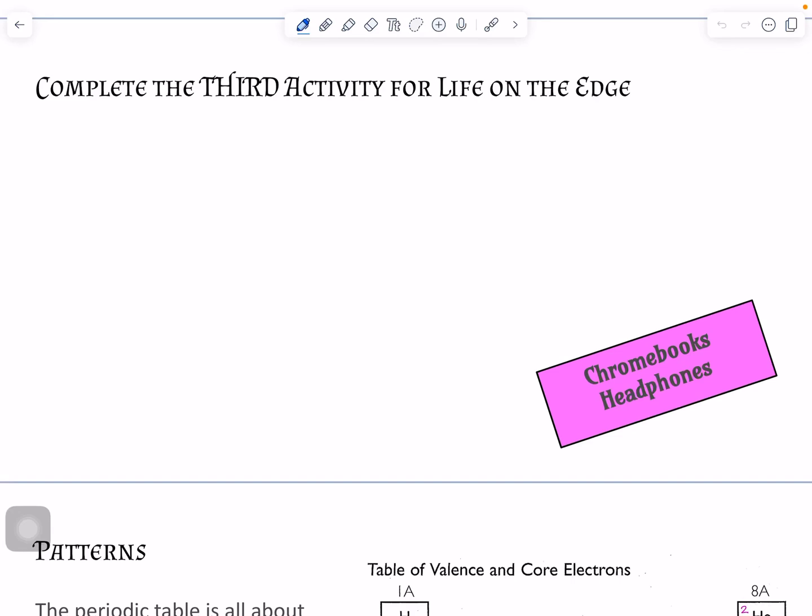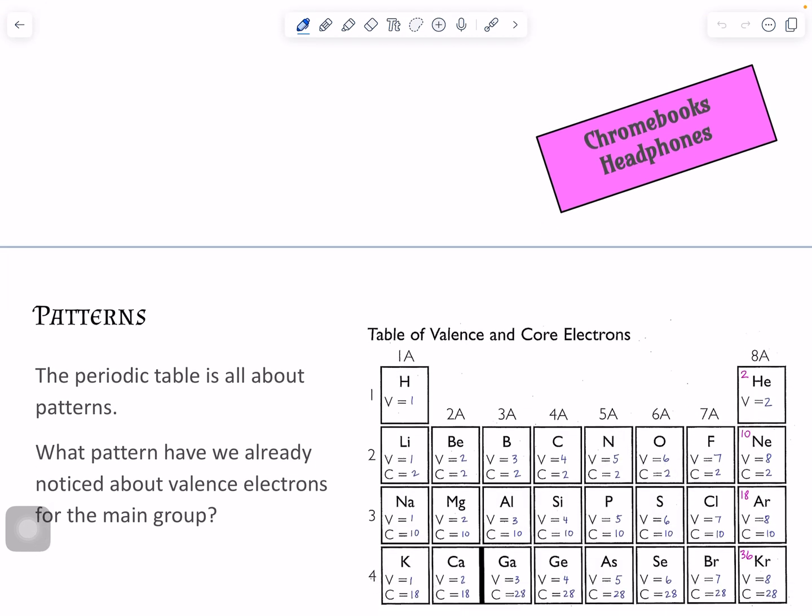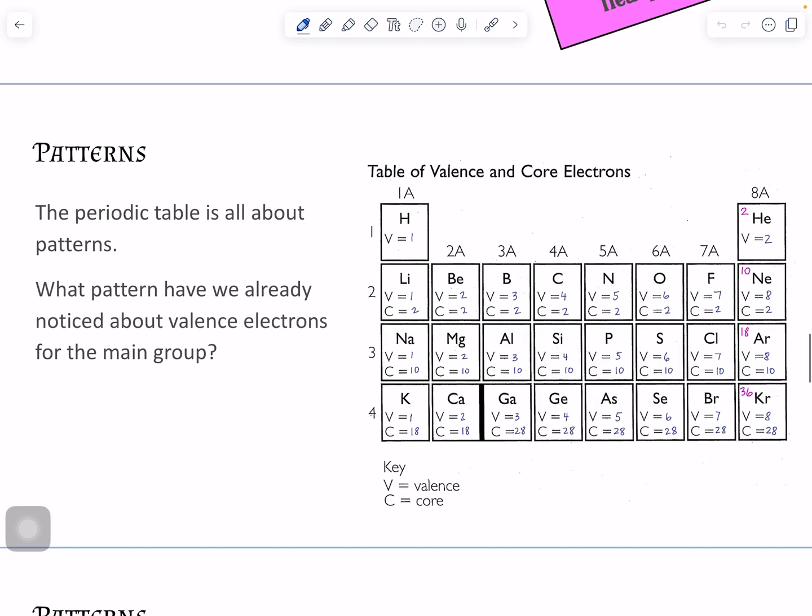The wrap up for the third activity that you did on yesterday's lesson. So remember we talked about how the periodic table is all about patterns. You have already figured out some of those patterns. So what pattern have we noticed about valence electrons for main group atoms?